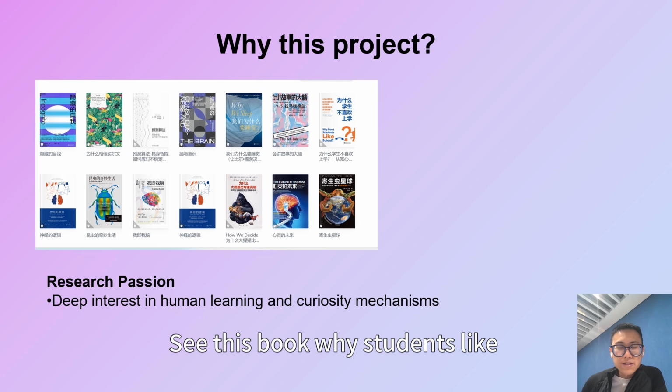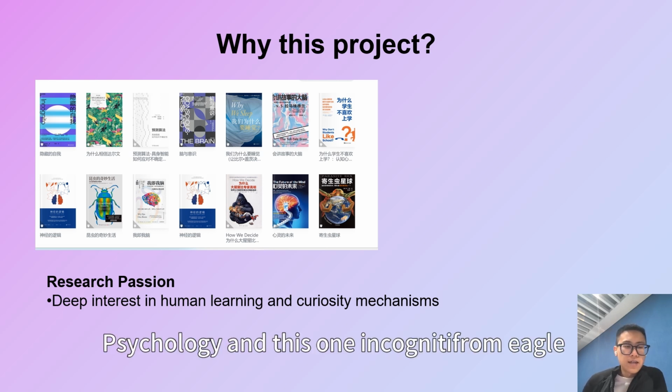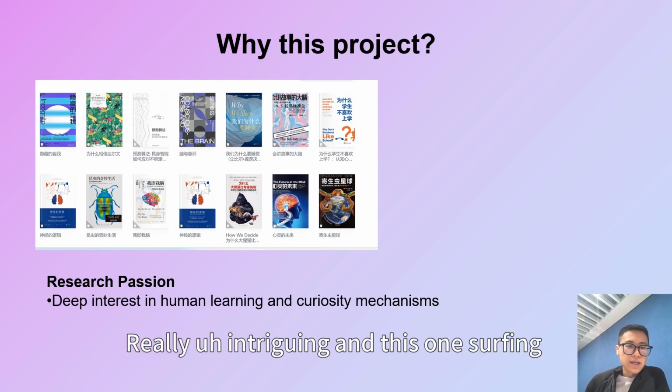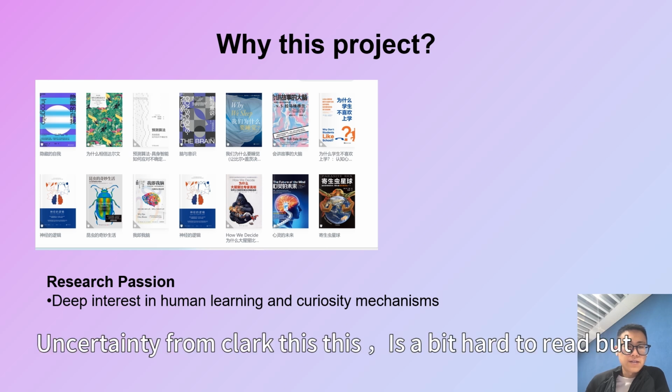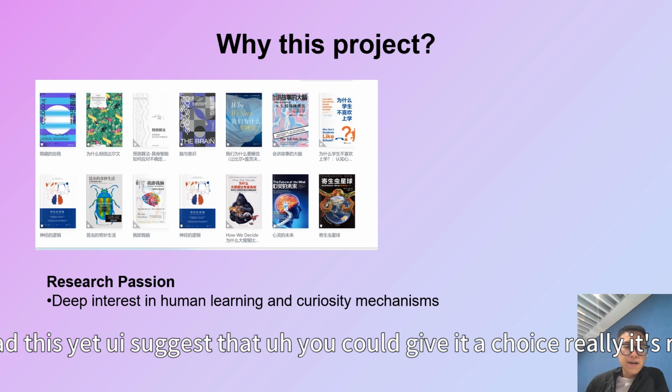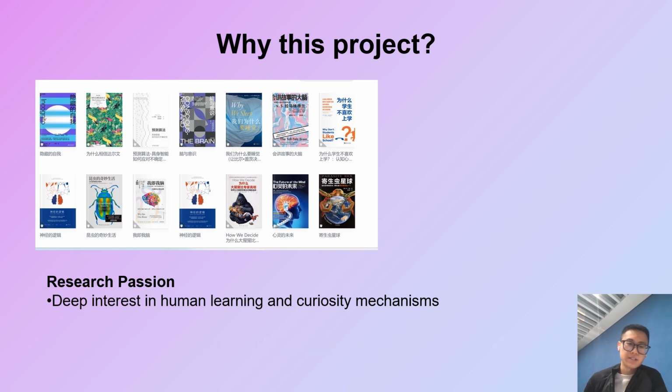You see this book, Why Students Like School. This is perfect in psychology. And this one, Incognito from Eagleman, I think is really intriguing. And this one, Surfing Uncertainty from Clark, is a bit hard to read, but it's still fascinating. If you haven't read this yet, I suggest you give it a try. It's really interesting.